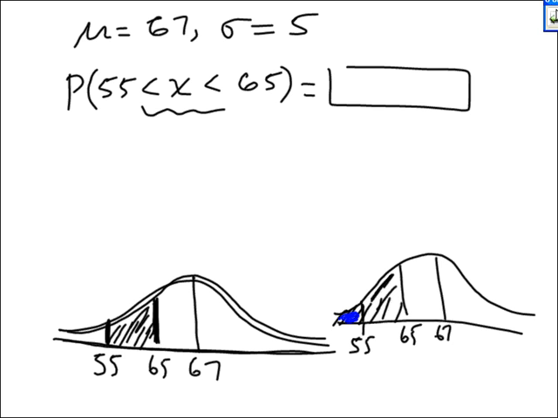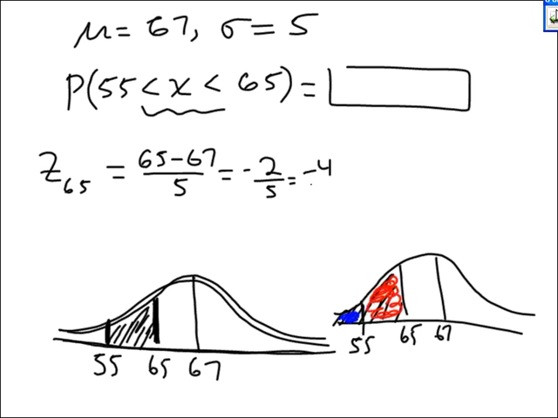First let's put this red. So I'm going to find the area of the red and the blue, and then I'm going to take the area of the blue away. The area of the red and the blue, that is the area to the left of 65. I can calculate that. It is 65 minus 67 over 5, which is negative 2 over 5. Double the top, double the bottom, or take your calculator and you find out that it's 0.40.